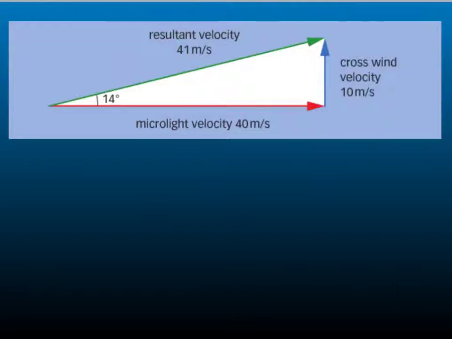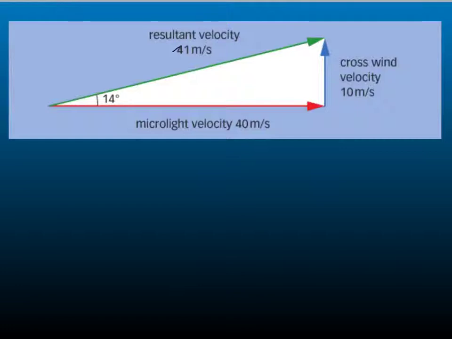41 meters per second. You could then get your protractor, set it onto here, and find out that the angle is 14 degrees. So the microlight's trajectory then becomes 14 degrees north of east. Now you can also work this out mathematically using Pythagoras.